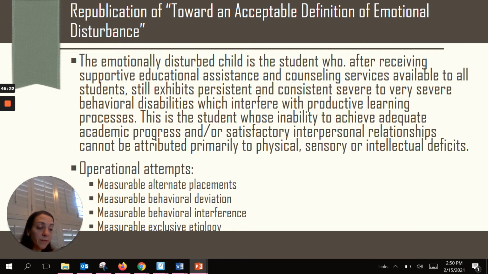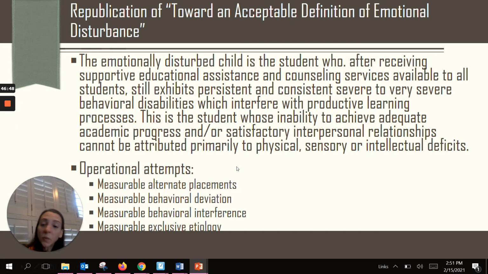Measurable behavioral interference. There's academic criteria, one standard deviation below, and then they do talk about interpersonal problems, and they only give one example. They give fighting as one specific example. And exclusive etiology, so it's not caused by sensory, physical, or intellectual disabilities.